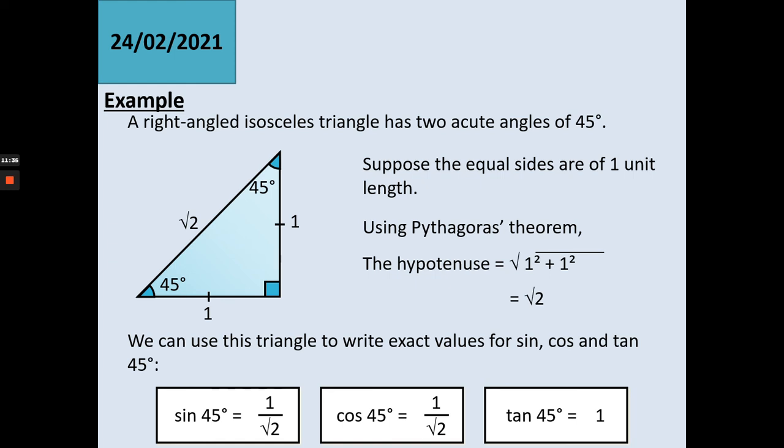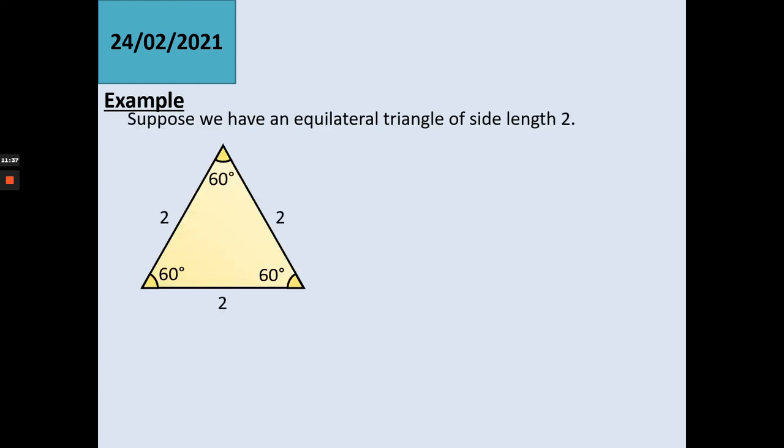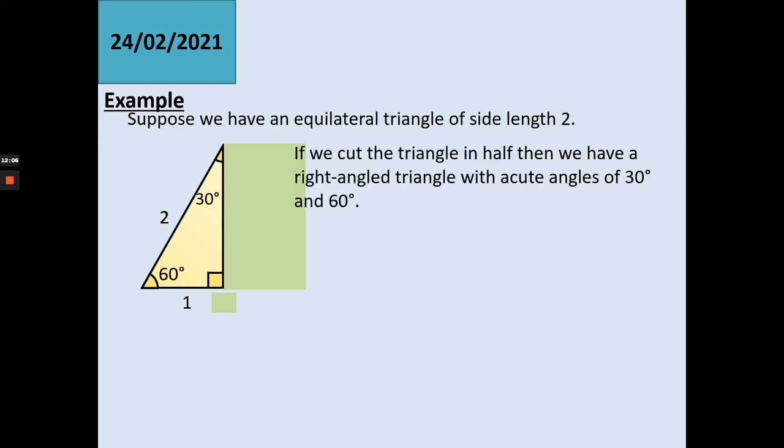If we look at some other angles now that you need to know. So we've got an equilateral triangle. So that's where it's going to start. So that means we're going to put our side lengths as 2. And we know that an equilateral triangle has an angle of 60 degrees in each corner, okay? So we're going to think about that, and we're going to take out half of that triangle so that we have now got a hypotenuse of 2, and we've got one of the short sides as 1. So let's go back to our Pythagoras, okay? So we've cut the triangle in half.